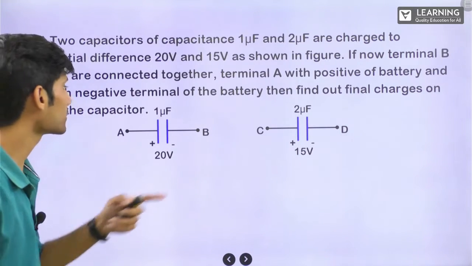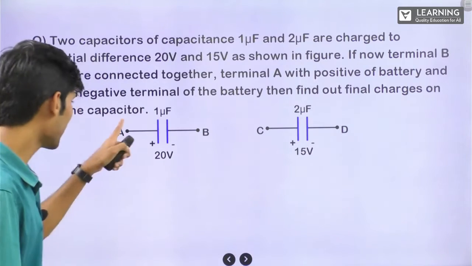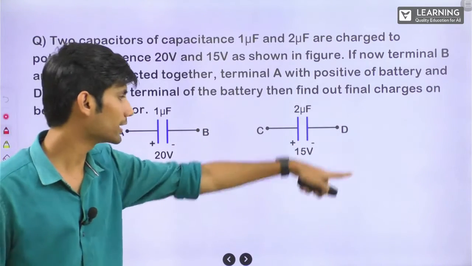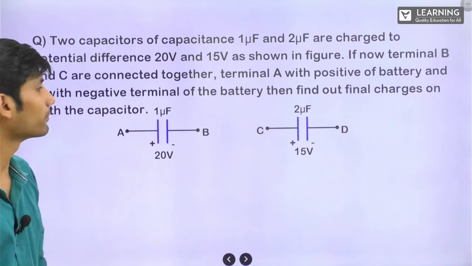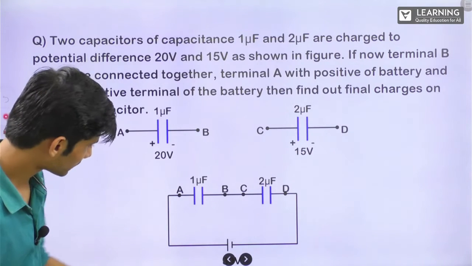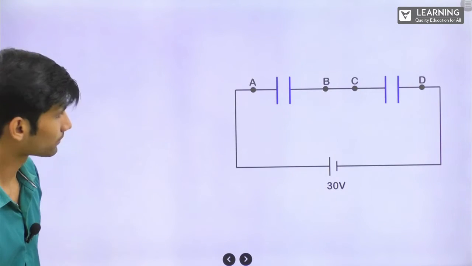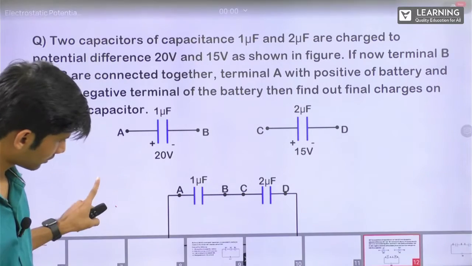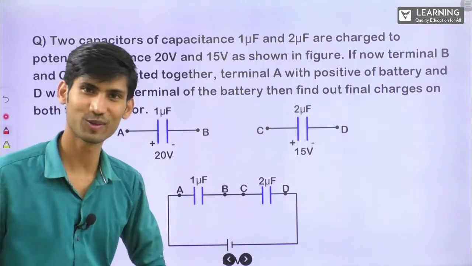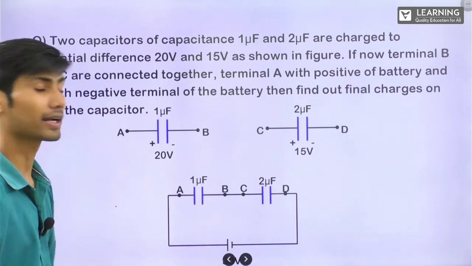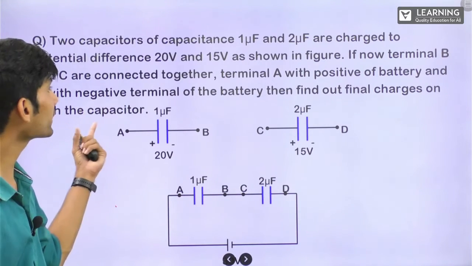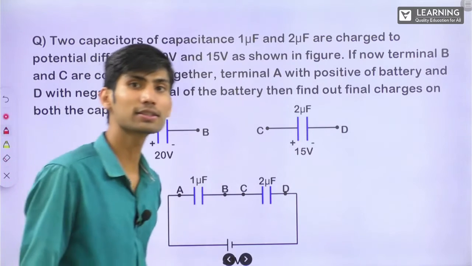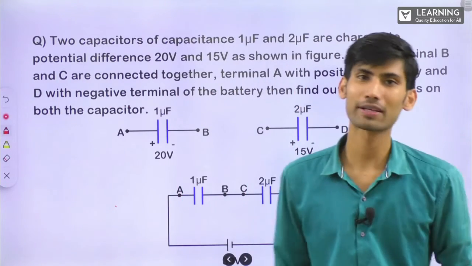So now what they have done is B and C are connected together. A is connected to positive end of the battery and D is connected to negative end of the battery. And battery is how much? 30 volt. Correct? This is the combination. Like this, it is connected now. Now they are asking, after this connection is done, tell the charges on the capacitors.